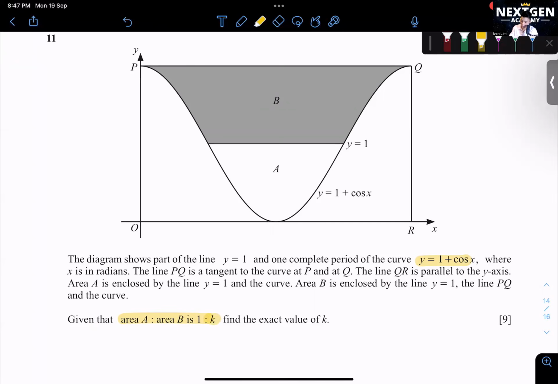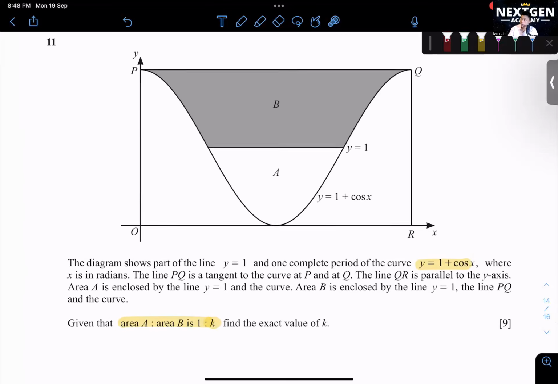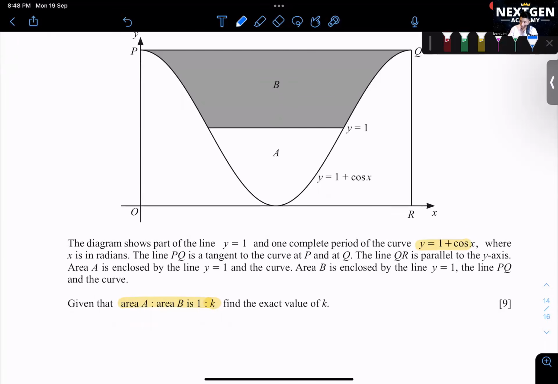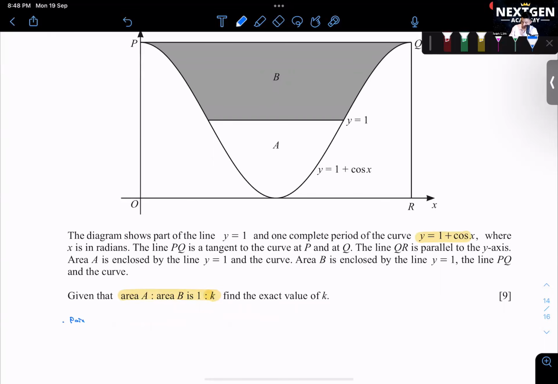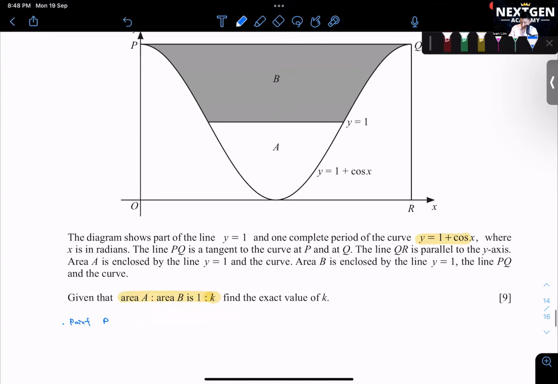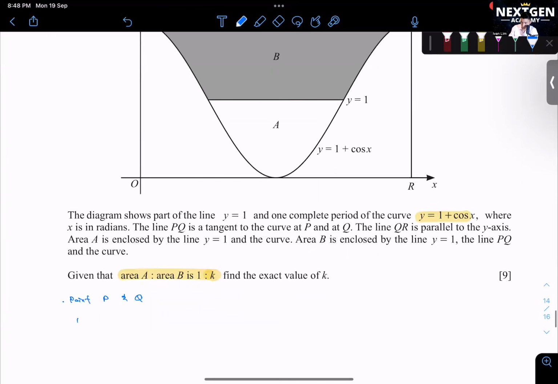So what do we want to find actually? We basically need to find what is area A and what is area B. So you slowly break it down. Think how you can find area A and area B. Based on my diagram, let's state what point P and point Q are first. Point P will be 0, 2. Point Q is 2 pi and 2.